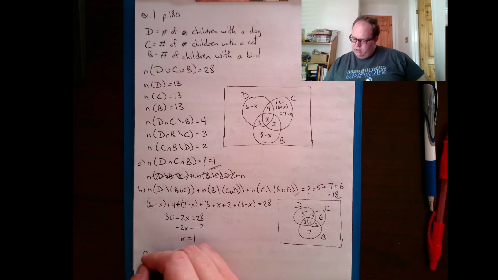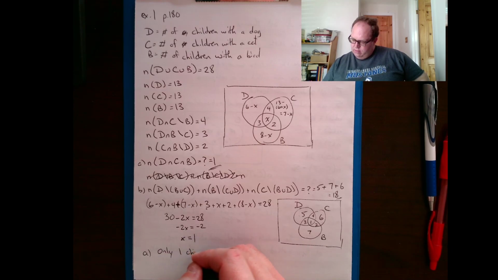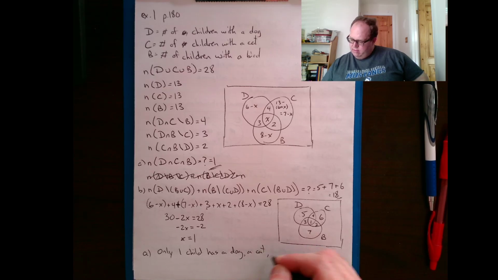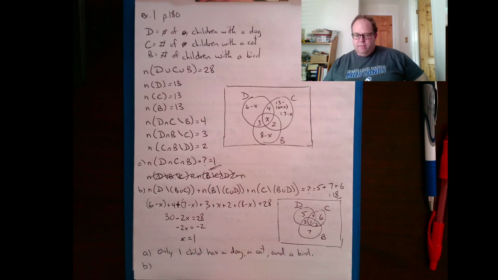So in answer to our two questions, A, only one child has a dog, a cat, and a bird. And B, 18 children have only one pet.